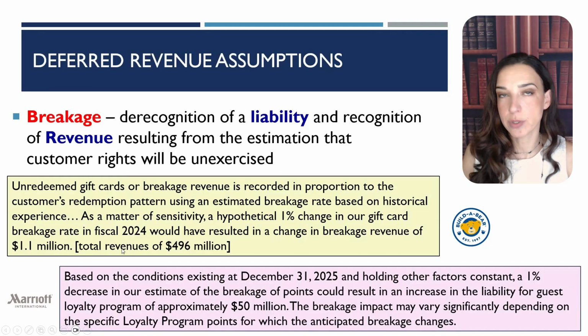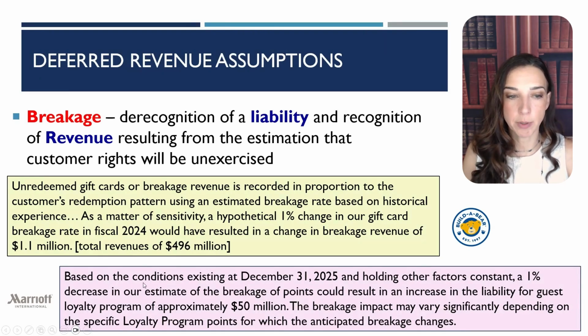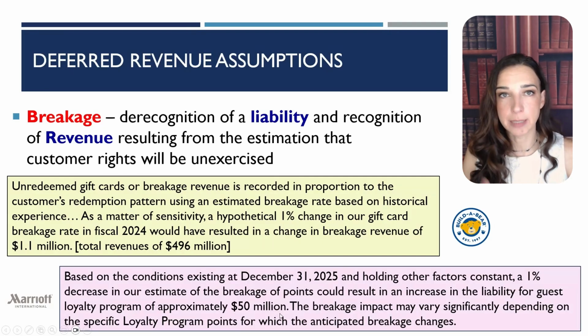So their total revenues are $496 million for the year. So this is not a huge number, but they are highlighting that there is this estimate of gift card breakage, which is embedded as part of the $496 million. Marriott talks about the fact that they also have a breakage that is estimated based on their loyalty programs. So they're saying here that 1% decrease in the breakage estimate would increase the liability of $50 million. And again, so they're anticipating that not every point that is earned is going to be able to be used.